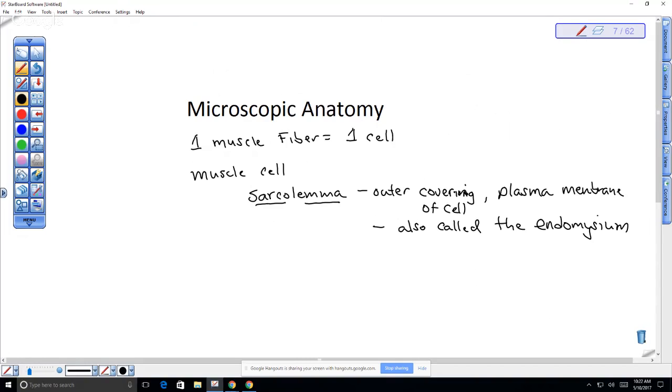So the other important parts, besides what we already mentioned, the sarcolemma and the myofibrils, which are the organelles with filaments, the other important structure is what is called the sarcoplasmic reticulum.